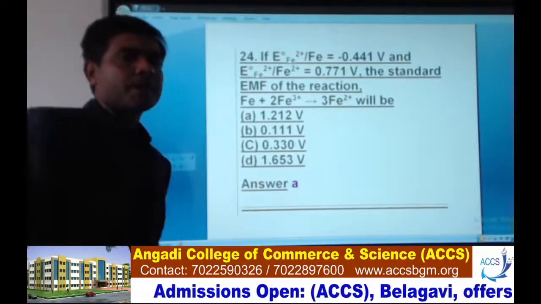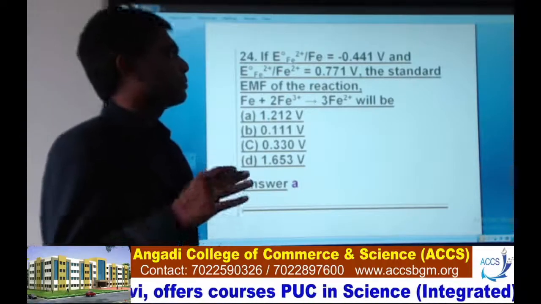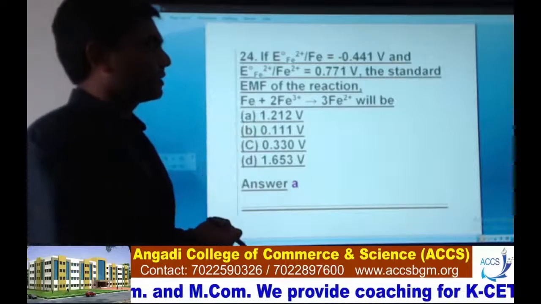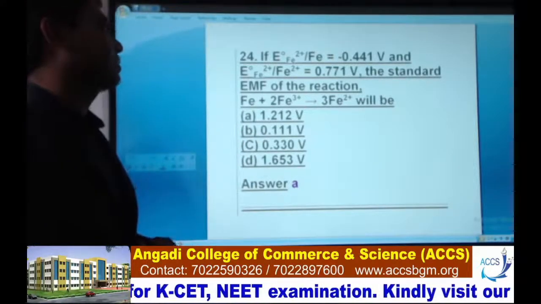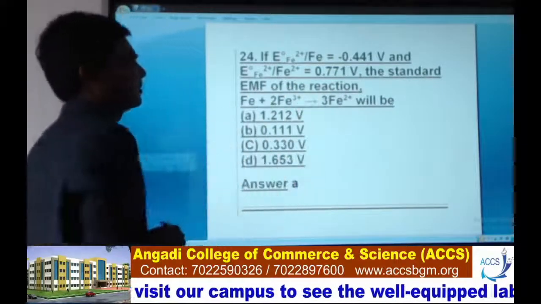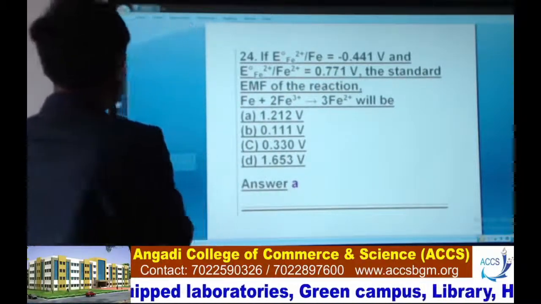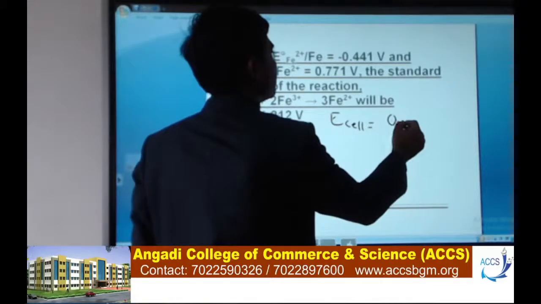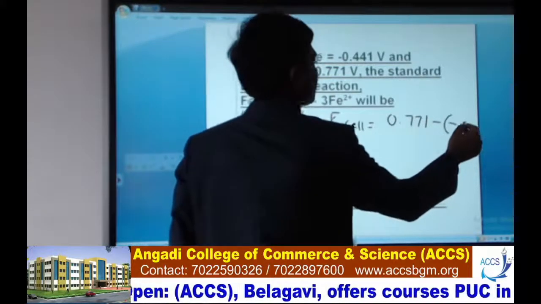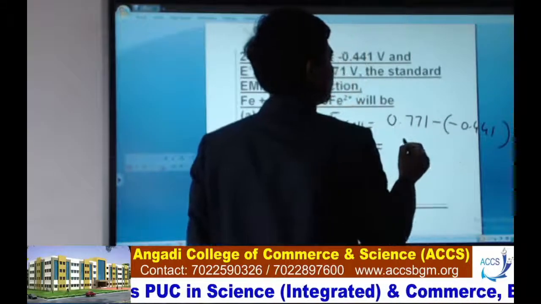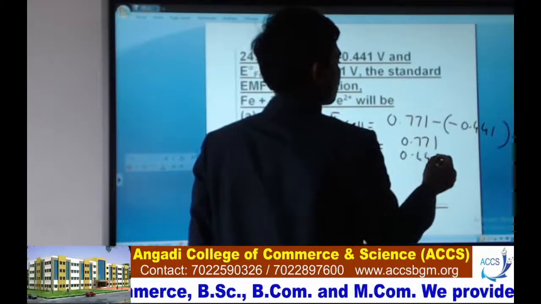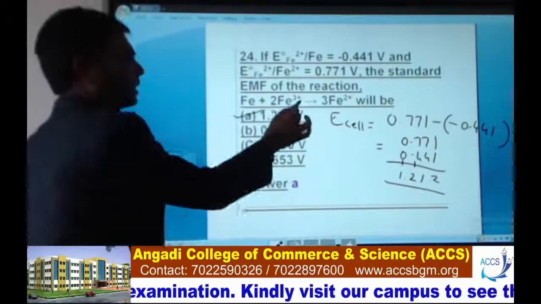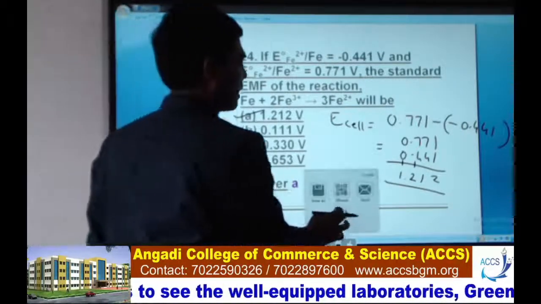Another question: if E naught of Fe is minus 0.441 and E naught of Fe, only a different oxidation state, is 0.771, what is the standard EMF of the reaction? Again, see the oxidation reaction. Which will be the correct option? Again you have to calculate. So the answer is E cell is equal to 0.771 minus of minus 0.441, which is 0.771 plus 0.441, equal to this much. The answer is 1.212 volt. So the option will be A.